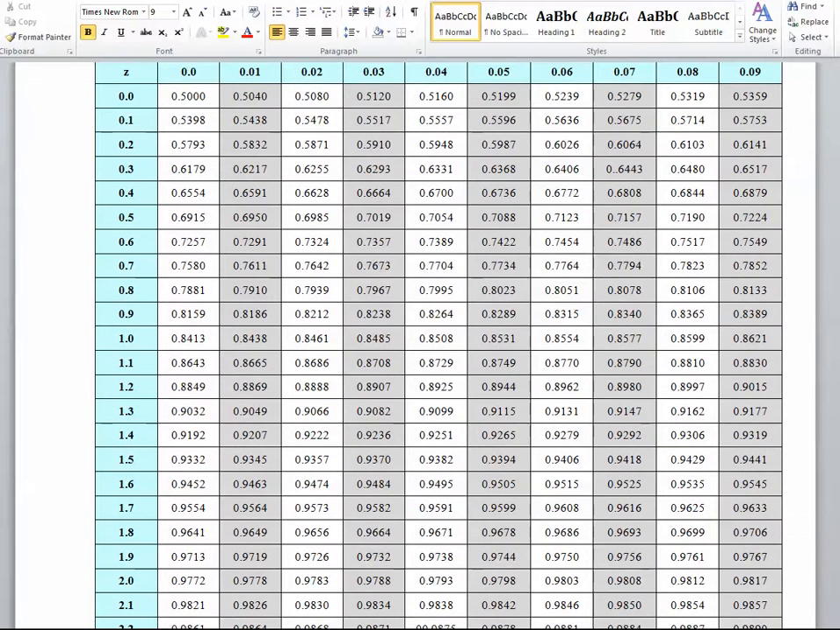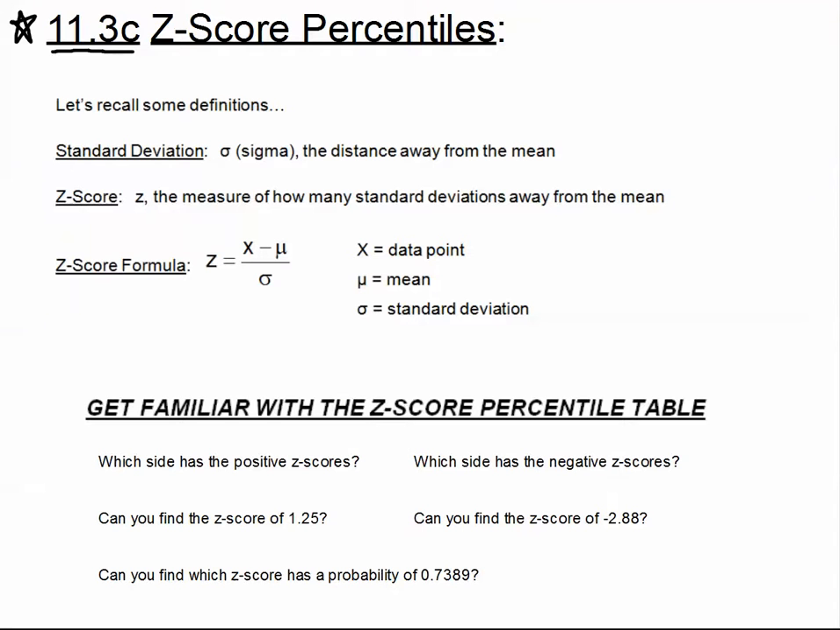Since that's not even big enough, we're trying to get to 0.7389. Let's see if we can find it on the positive side. So I'm looking, I see the 60s, and here's the 70s, 0.7. Oh, I found it. 0.7389. So there's the cell that has that. Now I need to figure out what the z-score is. 0.6, and then above this is 0.04. So together that makes 0.64. And that is the z-score that would correspond to this. The z-score for this is 0.64.